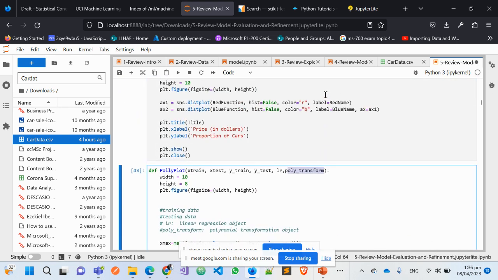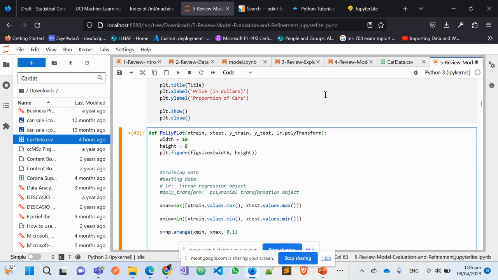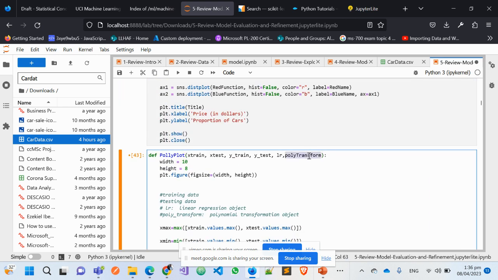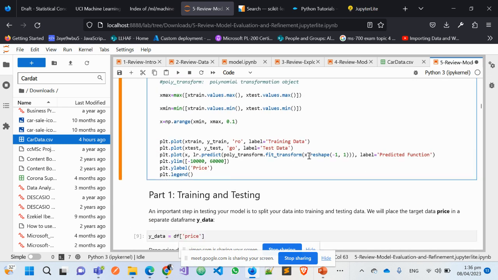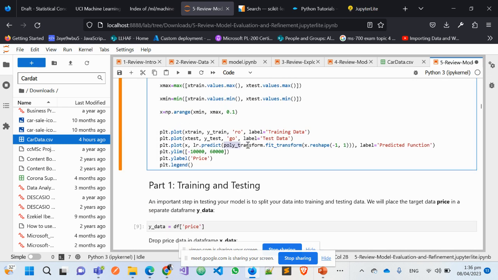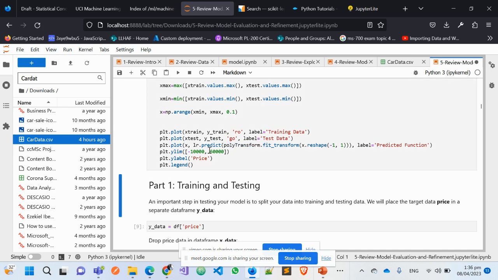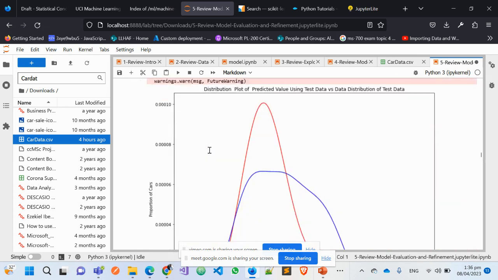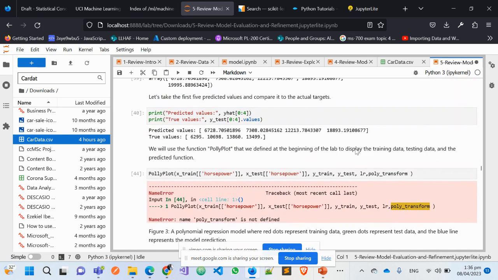Okay, let me change the naming transform and then apply the same here, and apply the same, and I run this function again. Let me come down to where I was. I apply the same here.